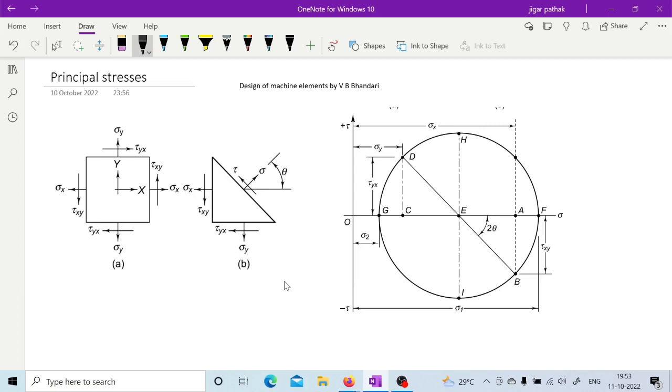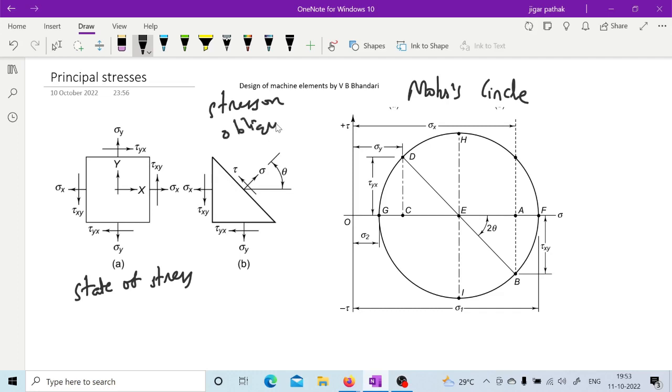Okay. So now let us go to this principal stress. I guess this is state of stress, right? For a 2D, state of stress is mentioned here. So this is your Mohr's circle. You will see these different things one by one. And here it is stress on an oblique plane. So this sigma is normal stress and this tau is shear stress, right?